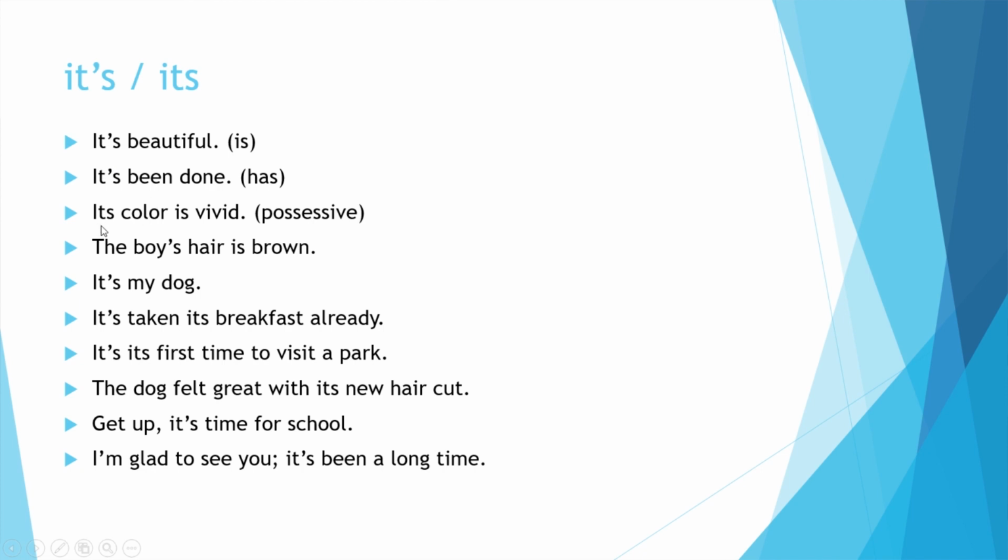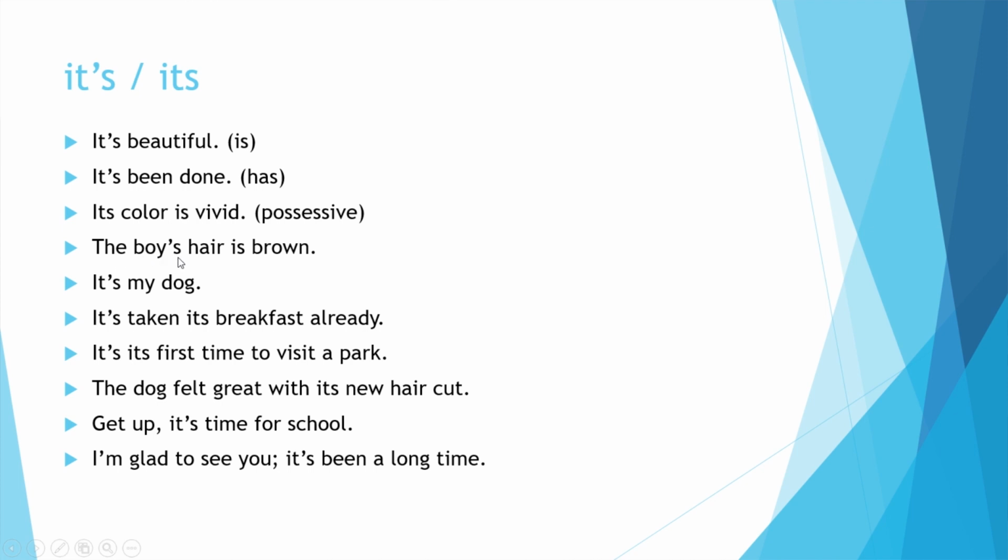Now look at this. Its color is vivid. So here its means like possession, like I can say my or your. That way its is the possessive form of it. So its color is vivid. That means its color is very colorful, or we can look at this and we can understand the color. Okay, now we will understand better looking at this example.